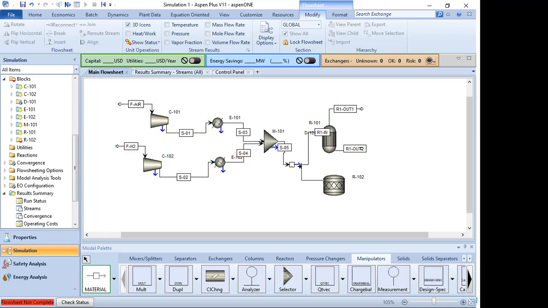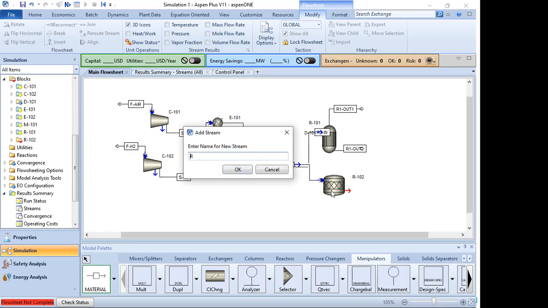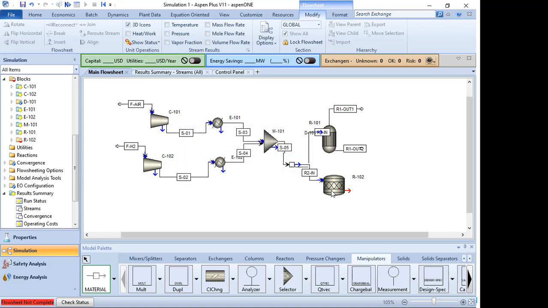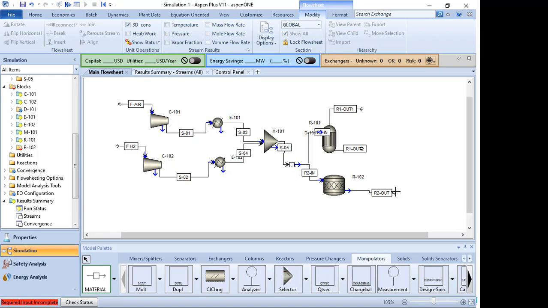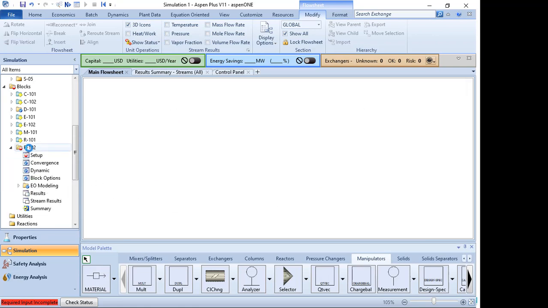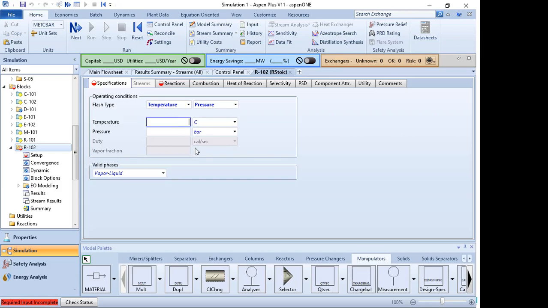This one also R2 in. Yeah, R2 in. And then this one is the R2 out. Okay, finish. Last one, you just have to enter the information for reactor 2. The temperature is 50 degrees C, and the pressure is 175 kilogram per square centimeter.